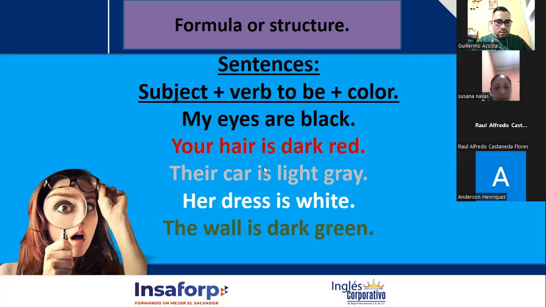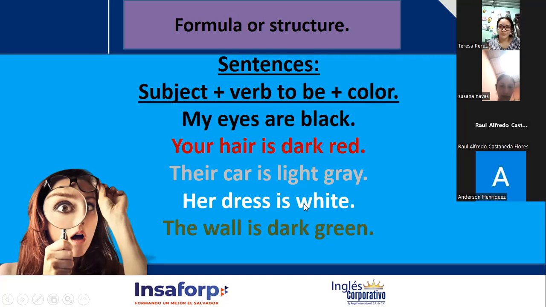Your hair is dark red. Their car is light gray. Her dress is white. The wall is dark green. Entonces, si se fijan, tenemos el sujeto, el verbo to be, y luego el color. Es como lo que veíamos al principio, ¿verdad?